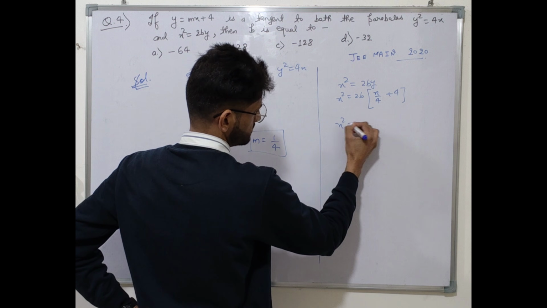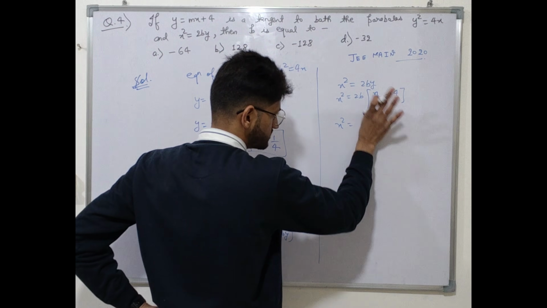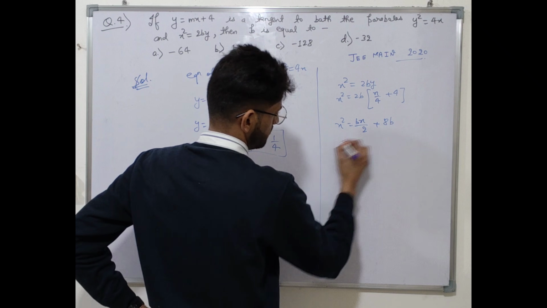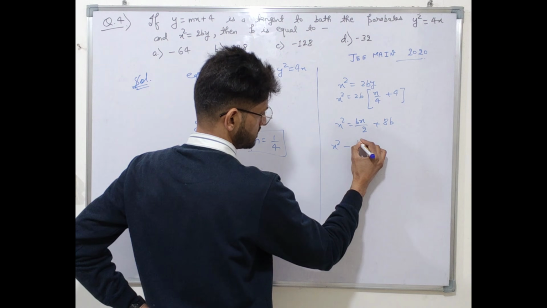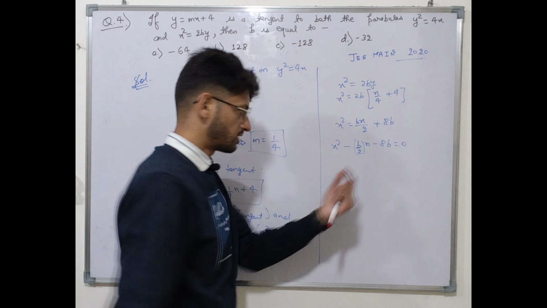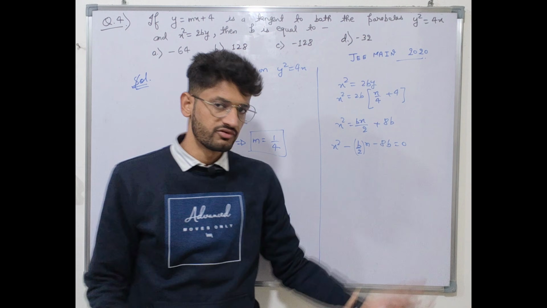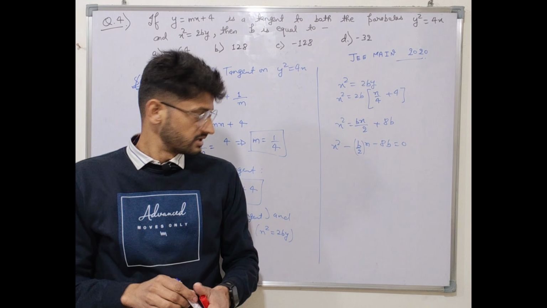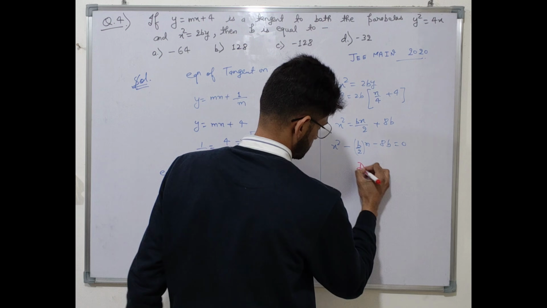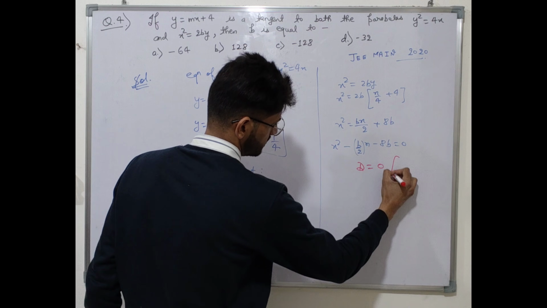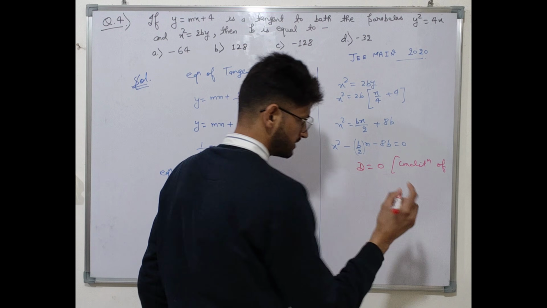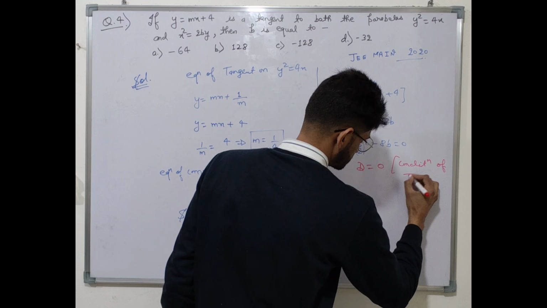So we can solve it as x square is equal to bx upon 2 plus 8b, and we can rearrange it as x square minus b upon 2 into x minus 8b is equal to 0. So now we have obtained the quadratic equation in x, and since we have solved line and parabola, to write the condition for tangency we need to write D equals to 0. This is the condition of tangency, because there should be one single point of intersection between line and parabola. So this is the condition of tangency.